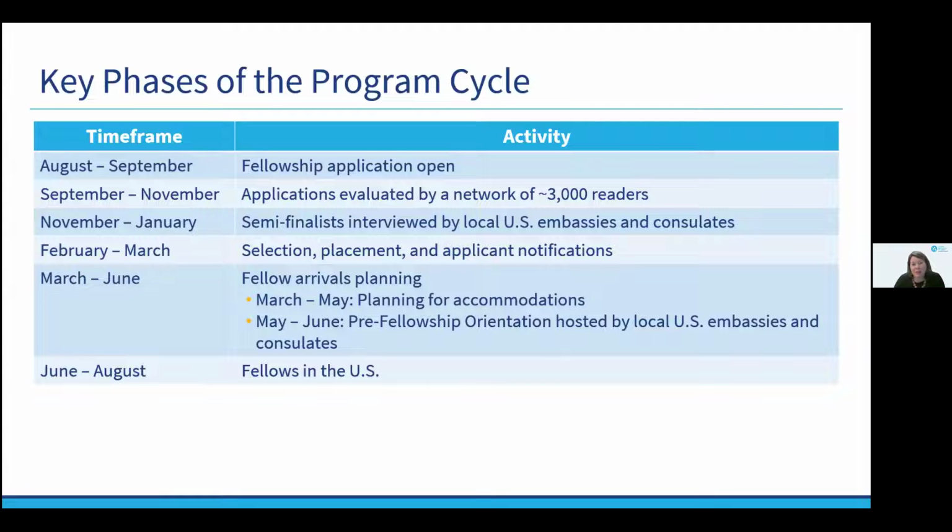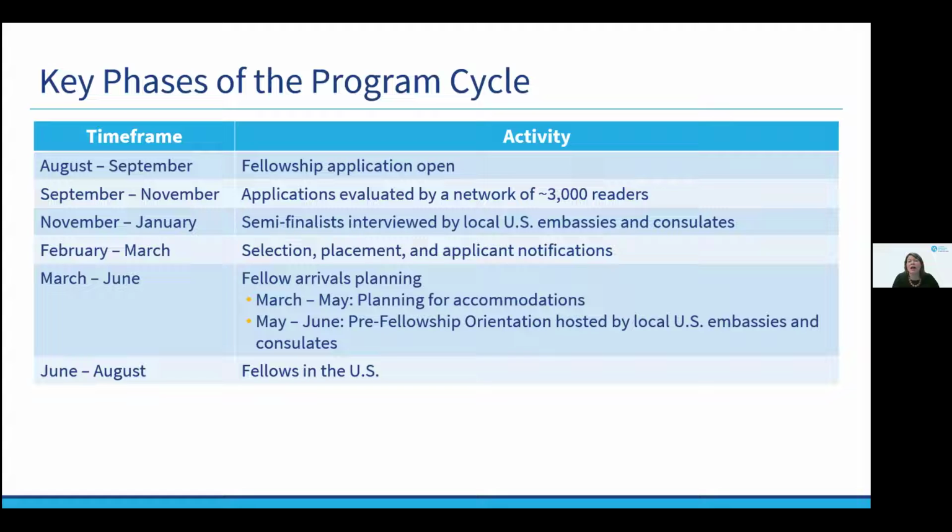So to give you a sense of our program cycle, it is a year-long cycle, even though the fellows are only in country for 6 weeks. Our fellow application is open from August to September. From September to November, we have a network of about 3,000 readers who read each application individually. From November through January, the semifinalists are interviewed by their local U.S. embassy or consulate. From February to March, there is a whole lot of activity on the back end. So we are doing the selection, the placement, which will come up in the Q&A part of our conversation, and then applicant notifications.